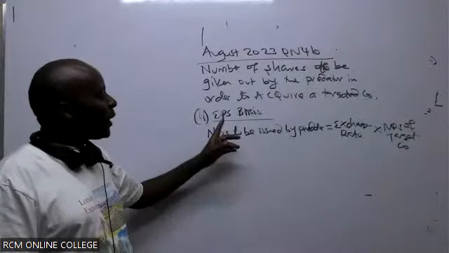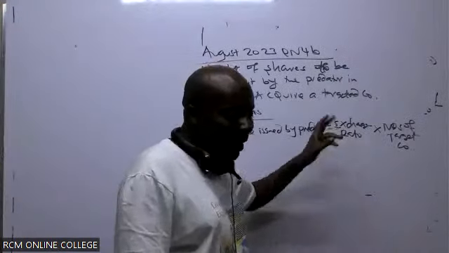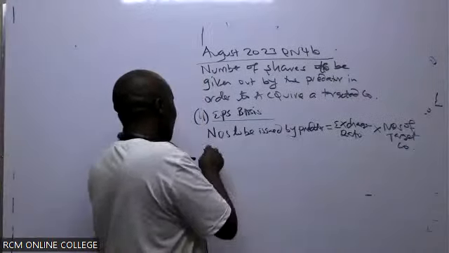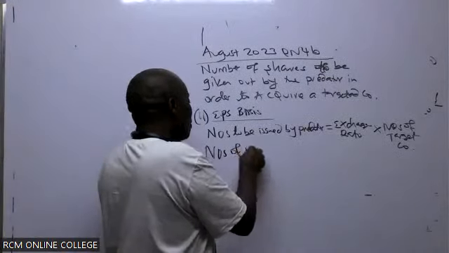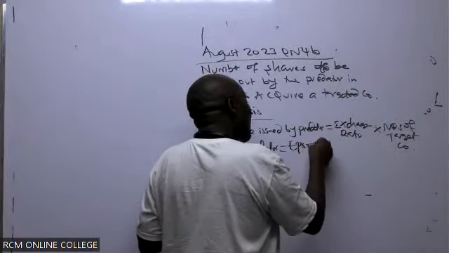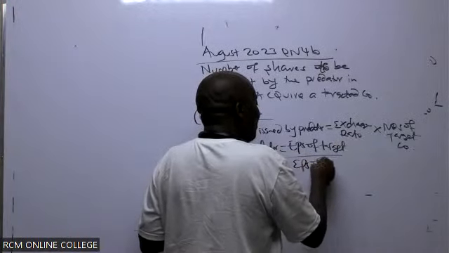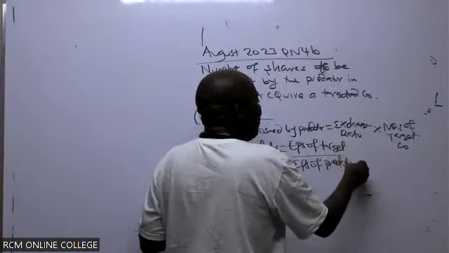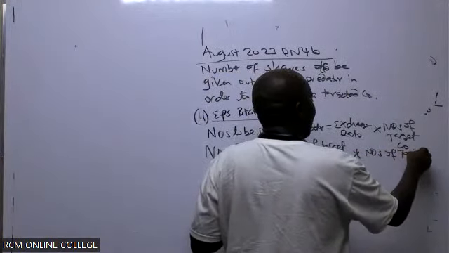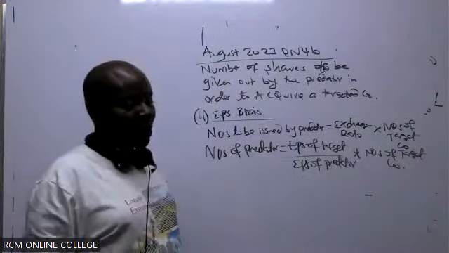And Roman 2, they want us to use EPS to calculate our exchange ratio. EPS, very easy. So in short, the NOS of the predator will be equal to the EPS of the target over the EPS of the predator, times the NOS of the targeted company. Right like that.